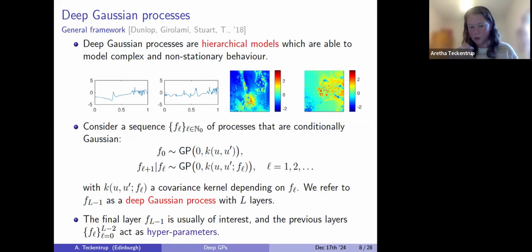And the previous layers, in a way, just act as hyperparameters. If you are familiar with hierarchical models, this is really just specifying a prior with other hyperpriors on the hyperparameters, which are the previous layers. If you're not familiar with hierarchical models, you can just think of it as this sequential construction that we have here.